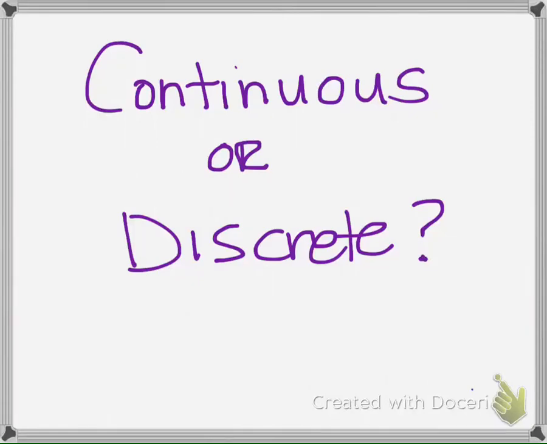Okay, in this video we're going to talk about whether data is continuous or discrete. So remember, continuous means that once we have our data points graphed, we are going to connect the points. And the reason why we're going to connect the points, if this was 1 and this was 2, is that we want to include all the data points in between because they are possible data points.